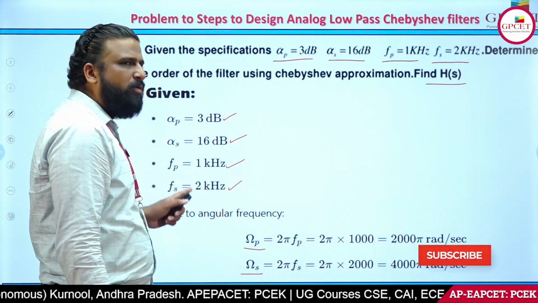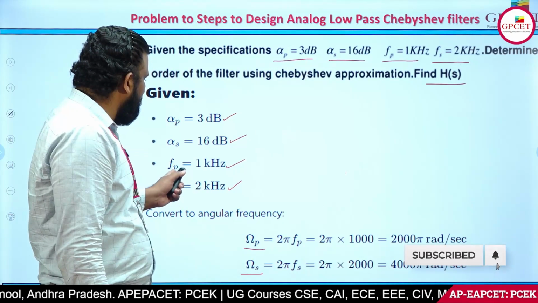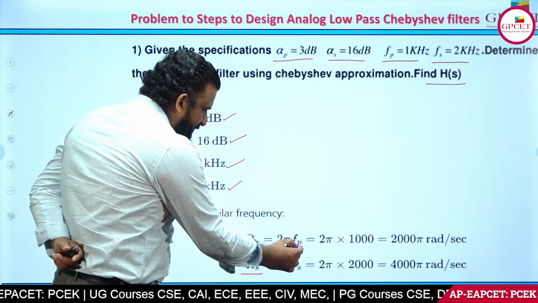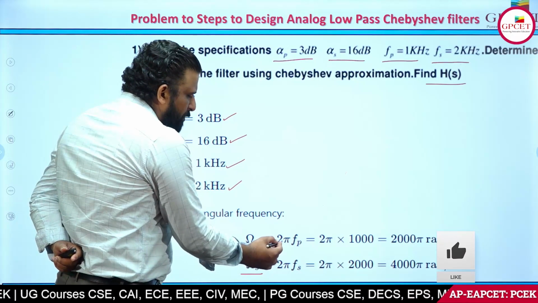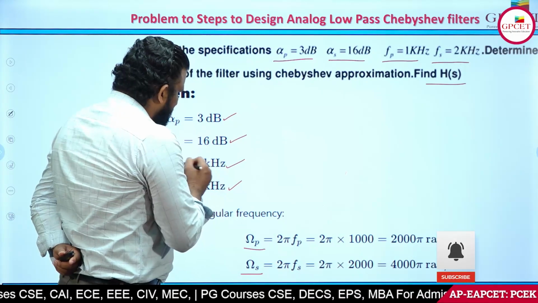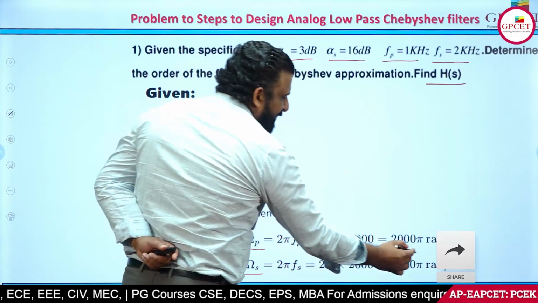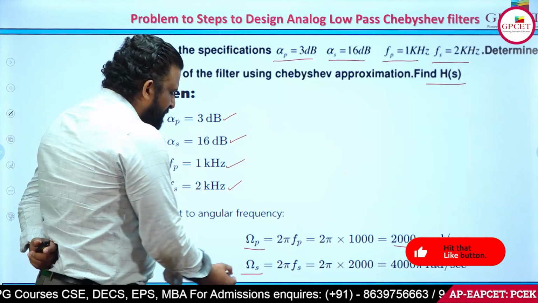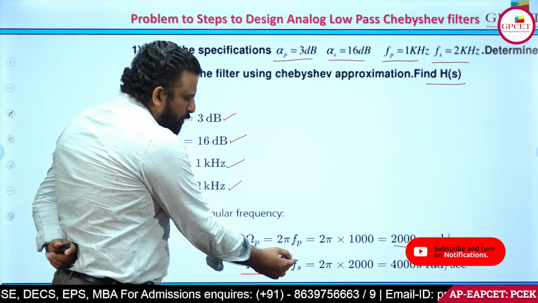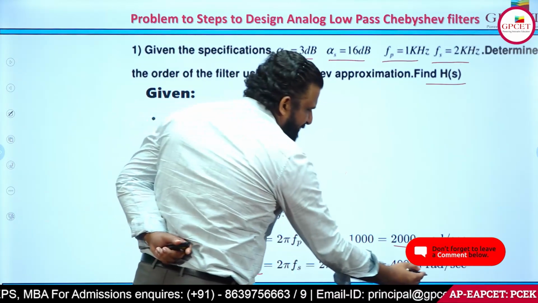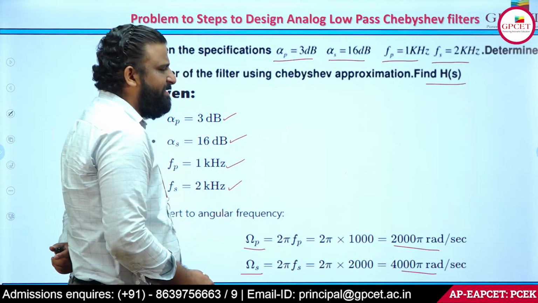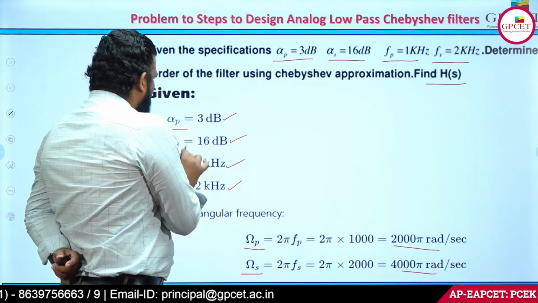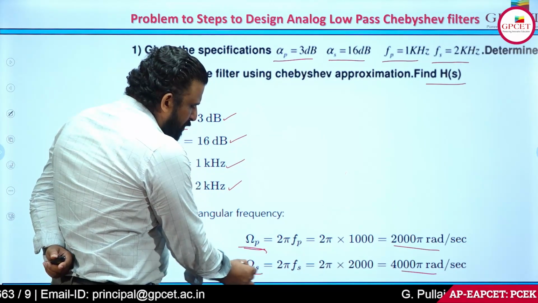So for that, what are we going to do? We are converting those frequencies into angular frequencies. For that, what is the formula? We know it is the regular formula: omega p is equal to 2 pi fp. We already got fp. If I calculate, it is 2000 pi radians per second, the value of omega p. And omega s is equal to 2 pi fs, and the value I get is 4000 pi radians per second. So here we got the perfect specifications: alpha p, alpha s, omega p and omega s.